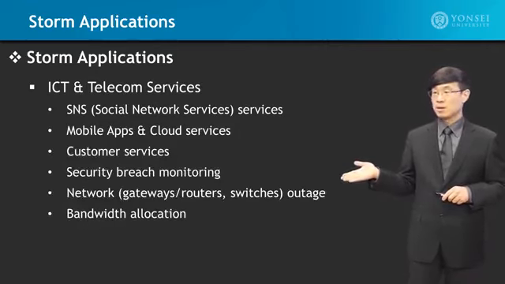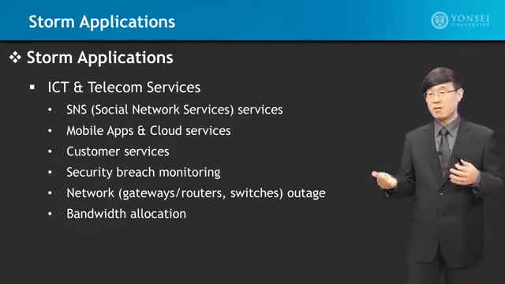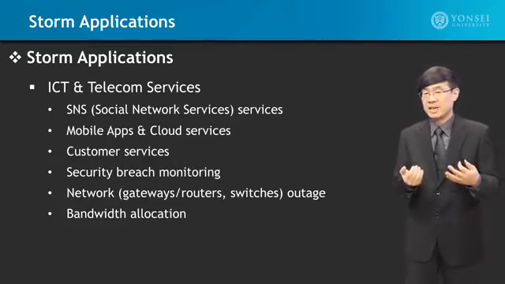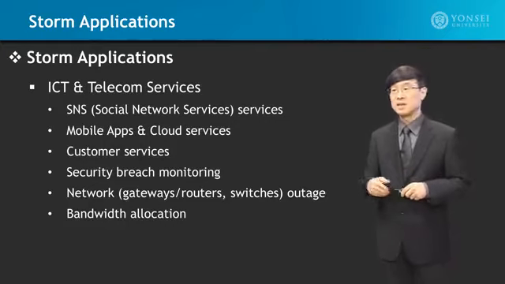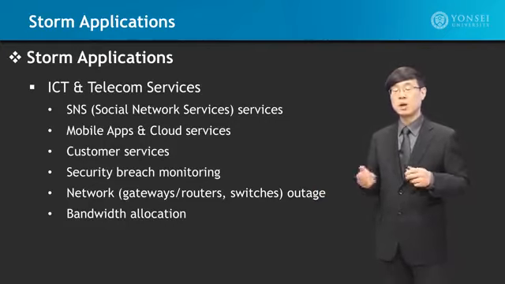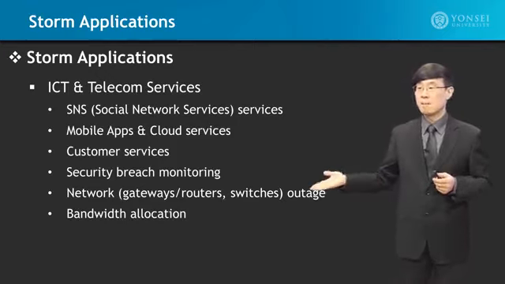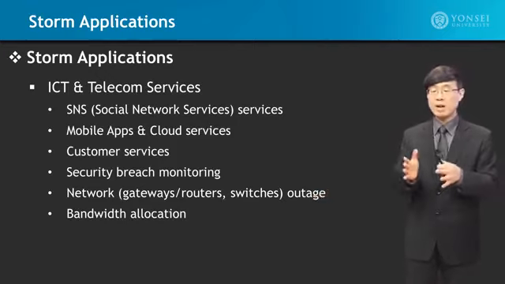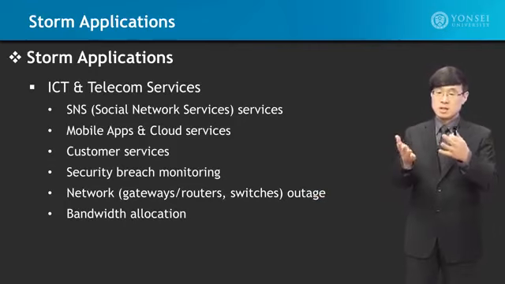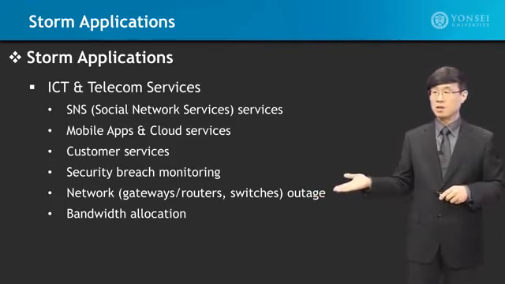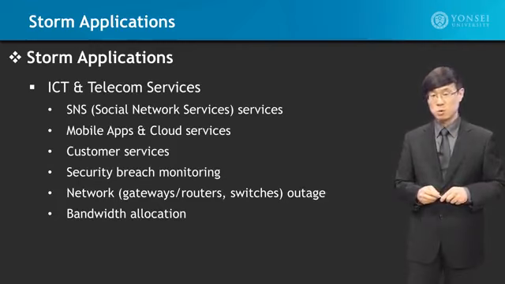And network outage, such as from gateways, routers, and switches malfunctioning, being hacked, or being attacked by DoS and DDoS attacks. Typically, how do we recover from that? We can use Storm very effectively. And of course, bandwidth allocation, giving the right amount of bandwidth throughput to the right locations. All of this can be controlled very effectively using Storm.